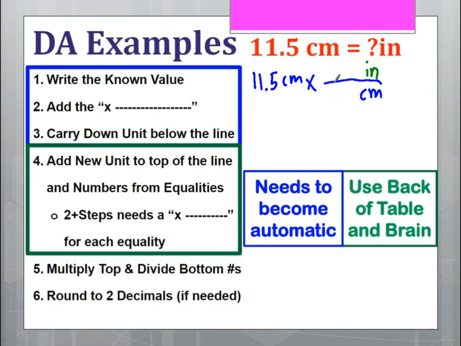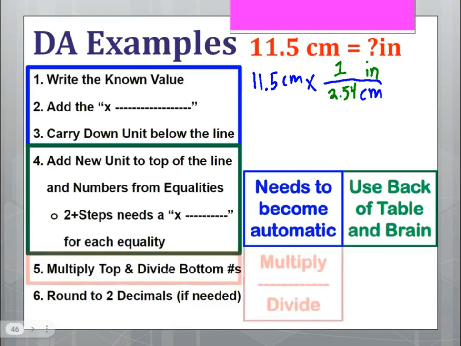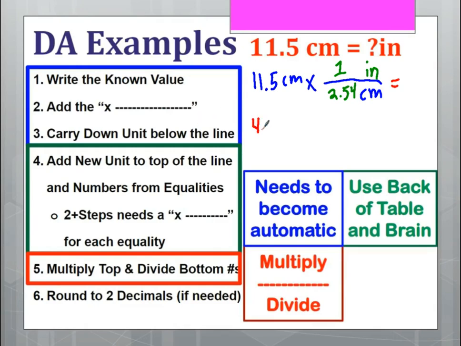So I am going to use the back of my table, which says centimeters does go to inches. Every 1 inch is 2.54 centimeters. So I'm definitely going to want to get that set up right away. Then you're going to multiply the top and divide the bottom. So I'm going to do 11.5 divided by 2.54.